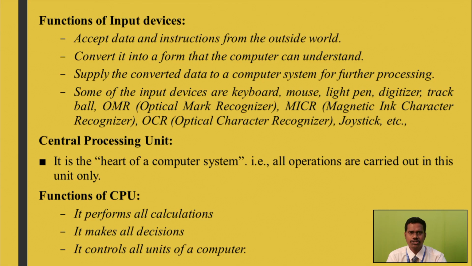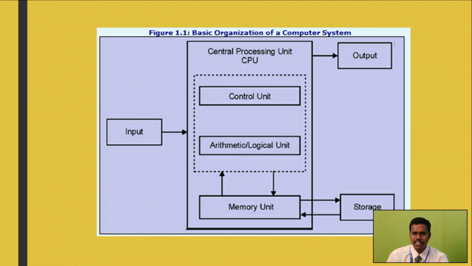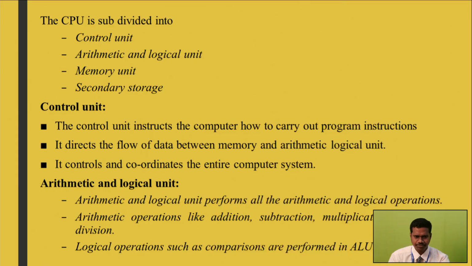Next one is the central processing unit, which is known as the heart of the computer. Here it contains three other parts also, which are the control unit, the arithmetic and logic unit, and the memory system. The functions of the CPU are that it performs the calculations, decides the process, and controls all the parts of the computer. So these are the main functions of the CPU. The CPU is divided into control unit, arithmetic logic unit, memory unit, and secondary storage. In the diagram, we have separately mentioned storage outside the CPU, which is the secondary storage, that can be removed from the CPU and will not affect the functions of the CPU.